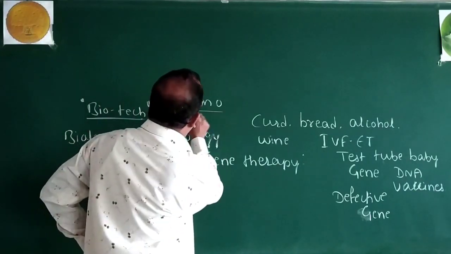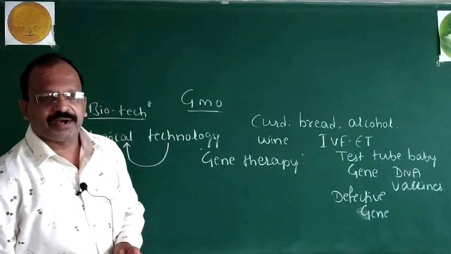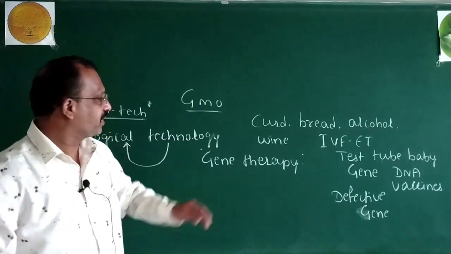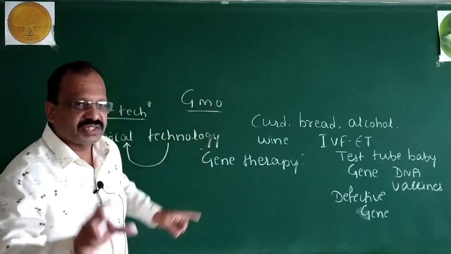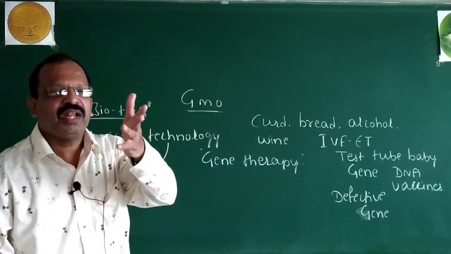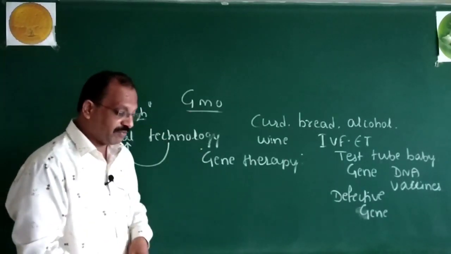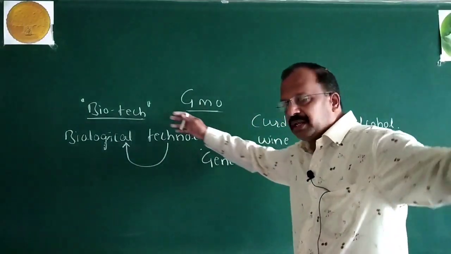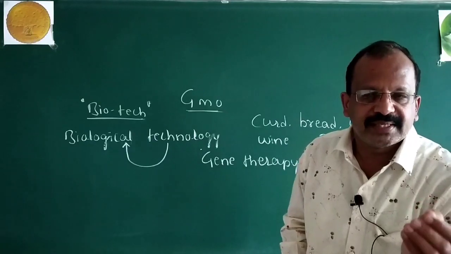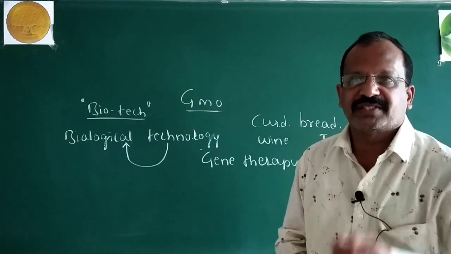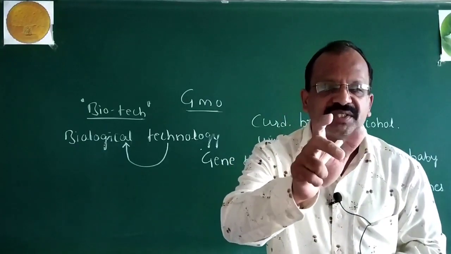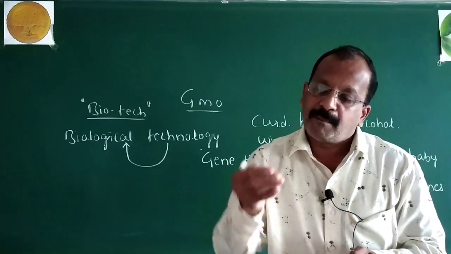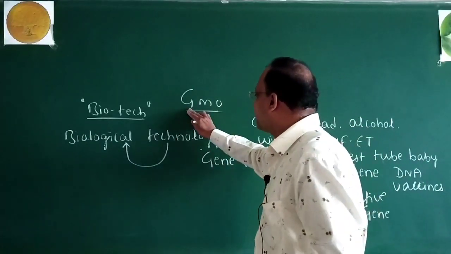Now the question arises, what is this genetically modified organism? An organism whose genes have been altered by manipulation is called a genetically modified organism. So in modern days, the same thing is achieved on a large scale by using genetically modified organisms.